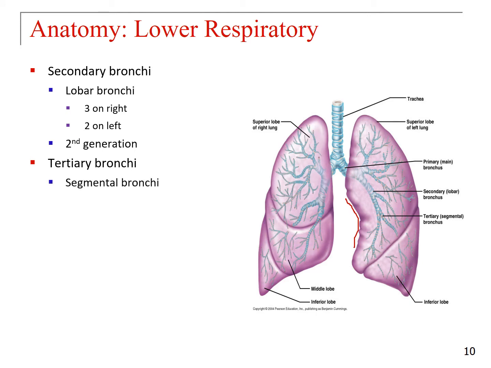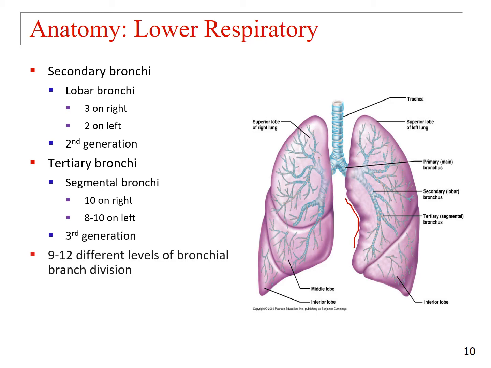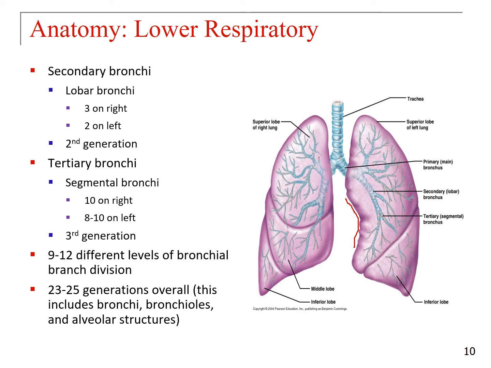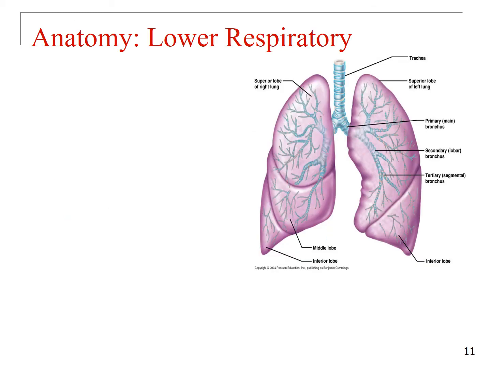Now the tertiary bronchi are called segmental bronchi, so they're going to go into different segments of these lobes. There are 10 on the right and between 8 to 10 on the left, and again that smaller number is because of that cardiac notch. This is the third generation, and there are 9 to 12 different generations of bronchial branch division, and 23 to 25 generations overall. So this includes bronchi and bronchioles and alveolar structures. So that's a lot of generations, and it means that you can go from the trachea, which is really large, down to really microscopic structures with these alveolar structures.